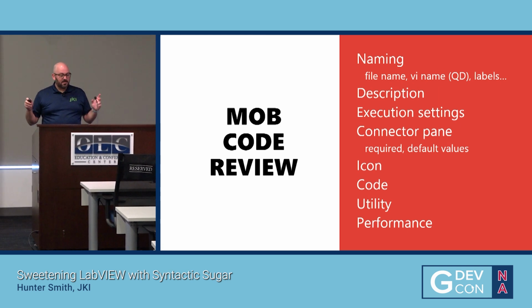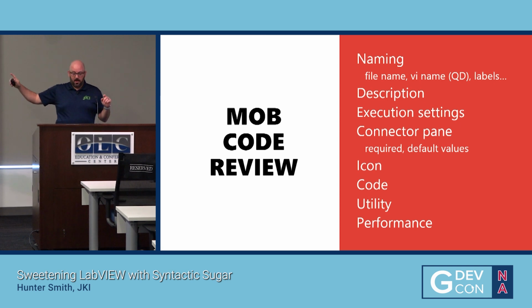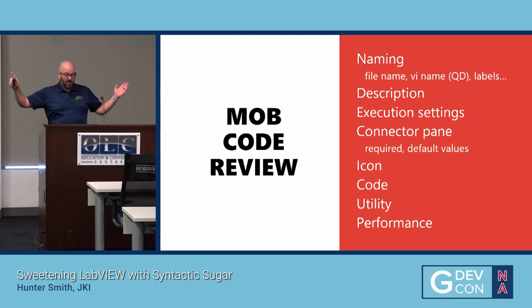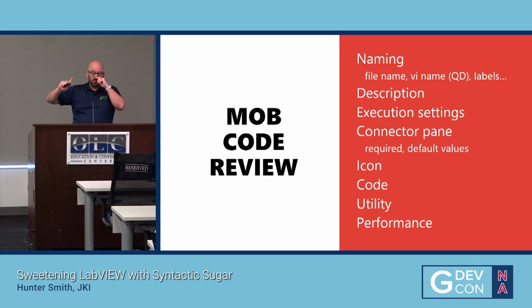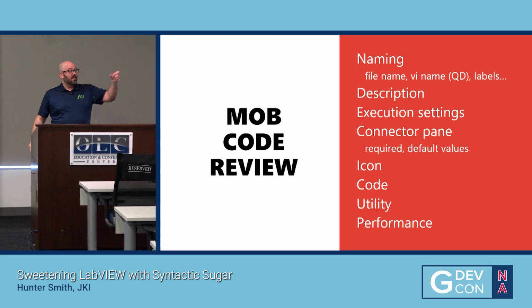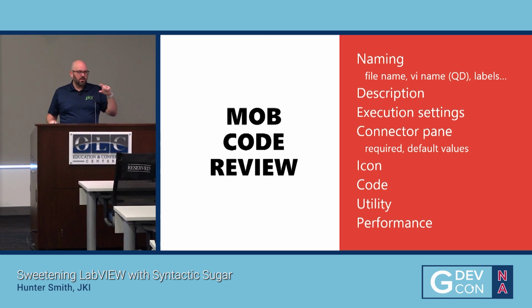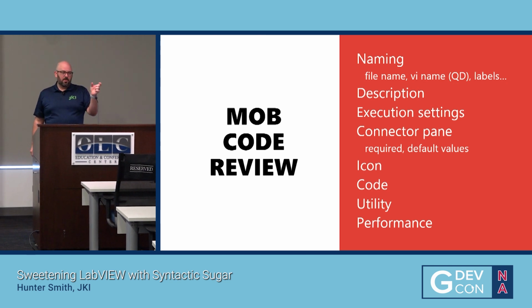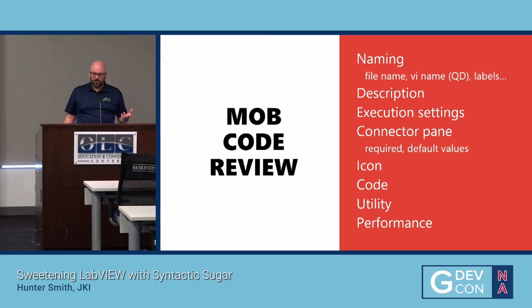All right, so here's what's in scope. Here's what I want your feedback on. Naming, all of the different names. One in particular that's important for a good toolkit is the VI name that's set separately from the file name, the one you set in tools or in VI properties, because that's the name that QuickDrop uses to find it, and we obviously want to make these QuickDrop friendly.